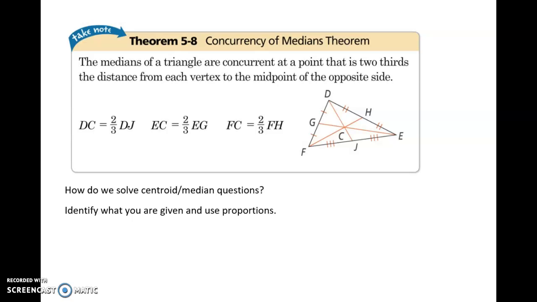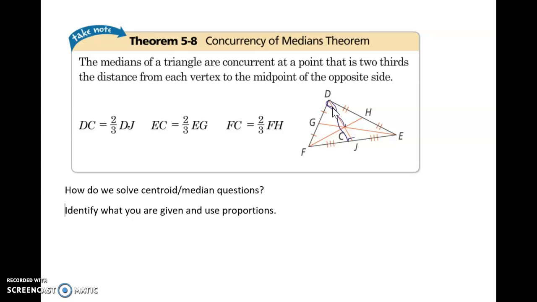All right, concurrency of medians theorem. Medians: the centroid is 2/3 of the way from the vertex to the midpoint of the opposite side. Okay, that's the relationship. So you see all these relationships here. We see this point, CE is 2/3 of the length of EG, or EC is 2/3 of EG. And DC, right here, this value right here, is 2/3 as long as the whole thing.